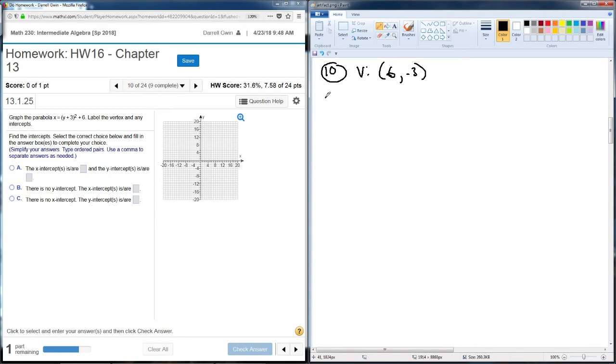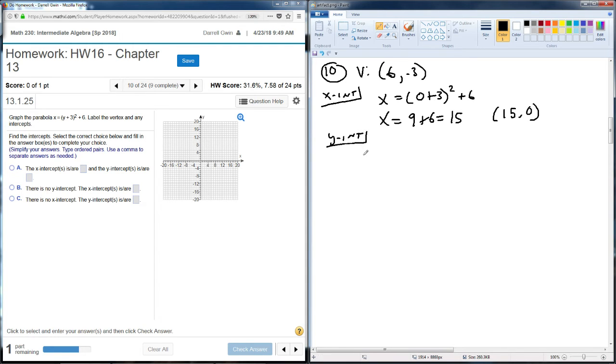Let's do the x-intercept. The x-intercept has y equals 0. And so the x is 3 squared, which is 9, plus 6, which equals 15. That gives me 15, comma 0.